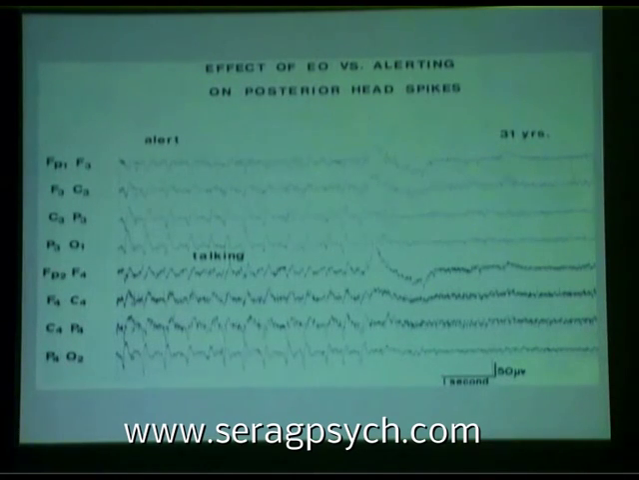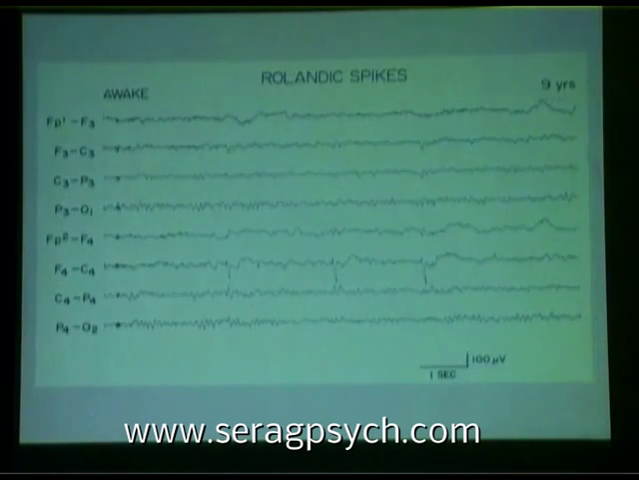And that's so typical of occipital spikes: eyes closed and sleep, but not eyes open. Eyes open will stop most occipital spikes right like that. So next, please.